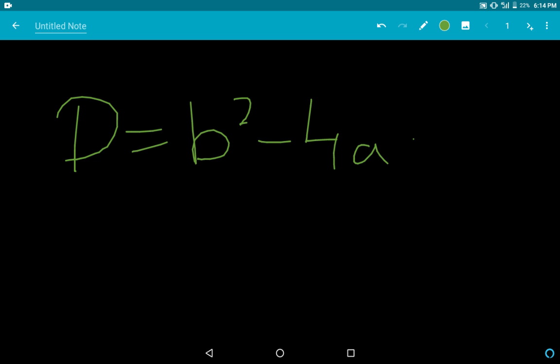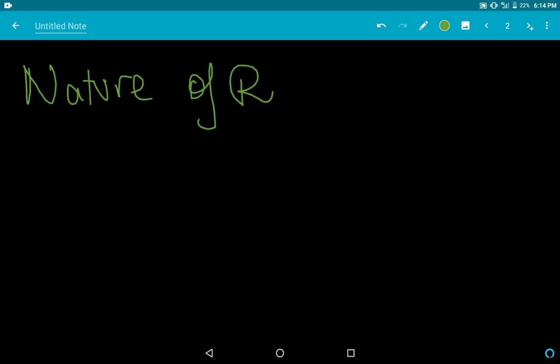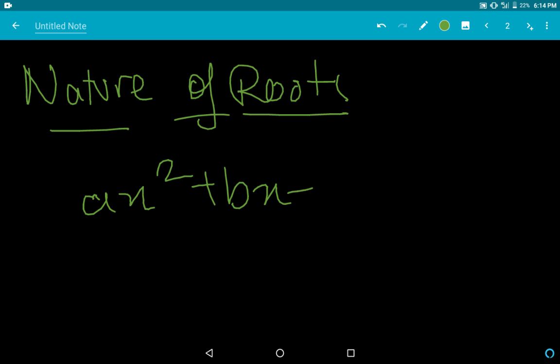Remember I said that d equal to b square minus 4ac is really important, as we call it the discriminant. Remember I told you this is a very important term we are going to discuss. Now today we talk about the nature of roots. Let's say x square plus bx plus c equal to 0 has roots x1, x2, what is the nature of these roots, real, natural number, like that.